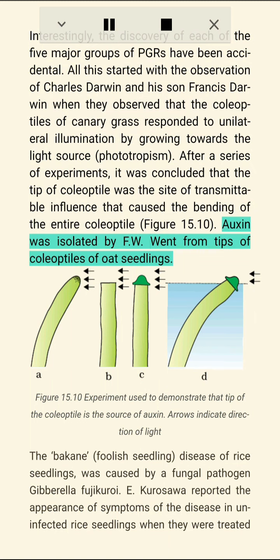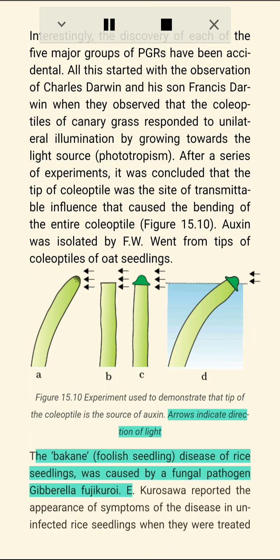After a series of experiments, it was concluded that the tip of the coleoptile was the site of transmittable influence that caused the bending of the entire coleoptile, Figure 15.10. Auxin was isolated by F.W. Went from tips of coleoptiles of oat seedlings. Figure 15.10: Experiment used to demonstrate that the tip of the coleoptile is the source of auxin. Arrows indicate direction of light.